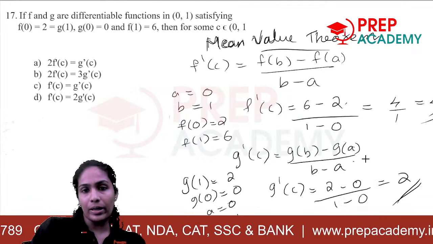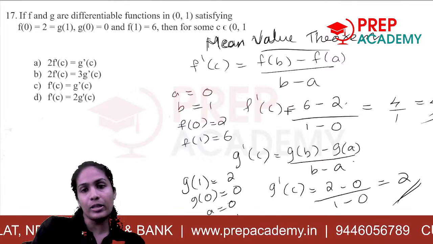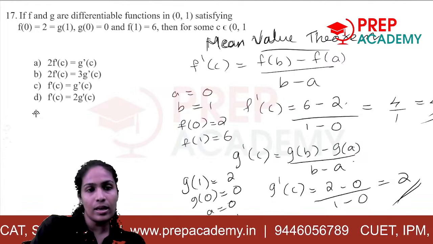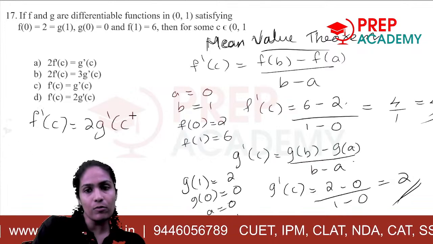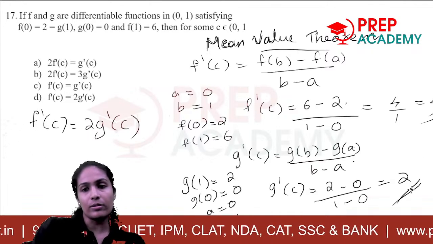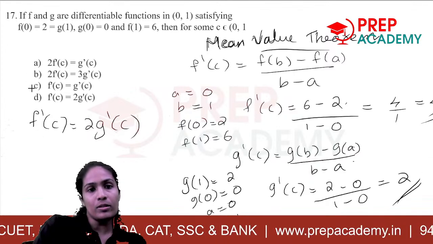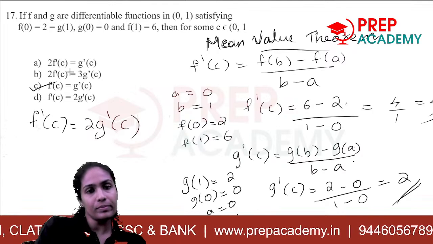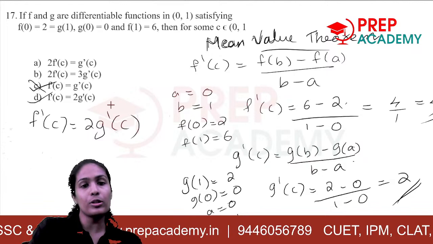So, on comparing f dash of c and g dash of c, you can see that f dash of c is twice g dash of c, that is f dash of c is equal to twice g dash of c. f dash of c is 4, which is obtained when g dash of c, 2, is multiplied by 2. So the correct option is option C. Sorry, option D: f dash of c is equal to 2 into g dash of c.